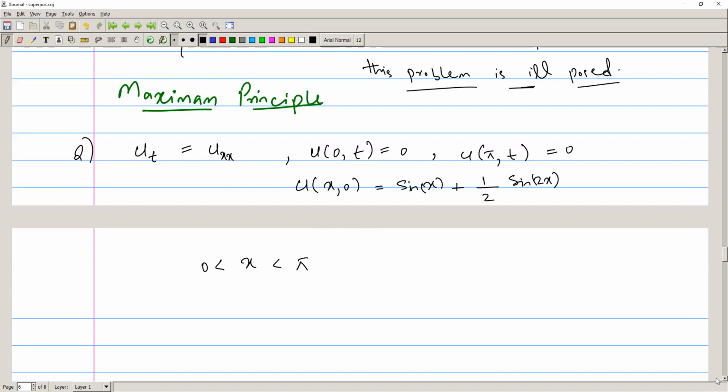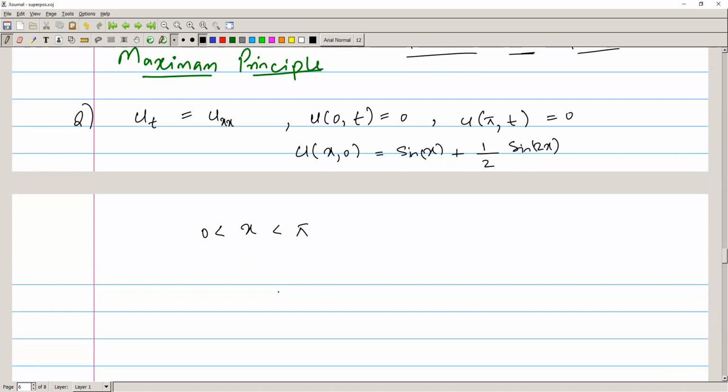So now we need to show that the solution satisfies this condition, right?